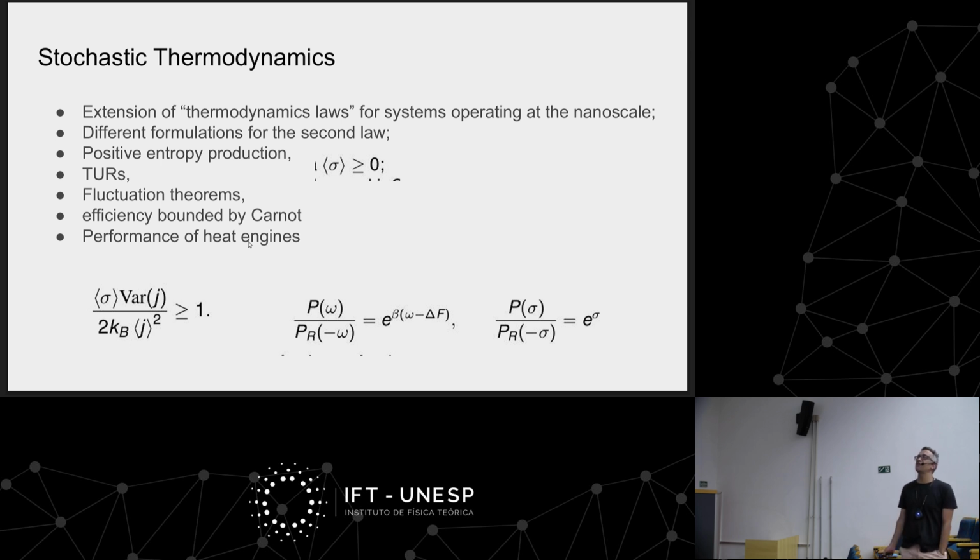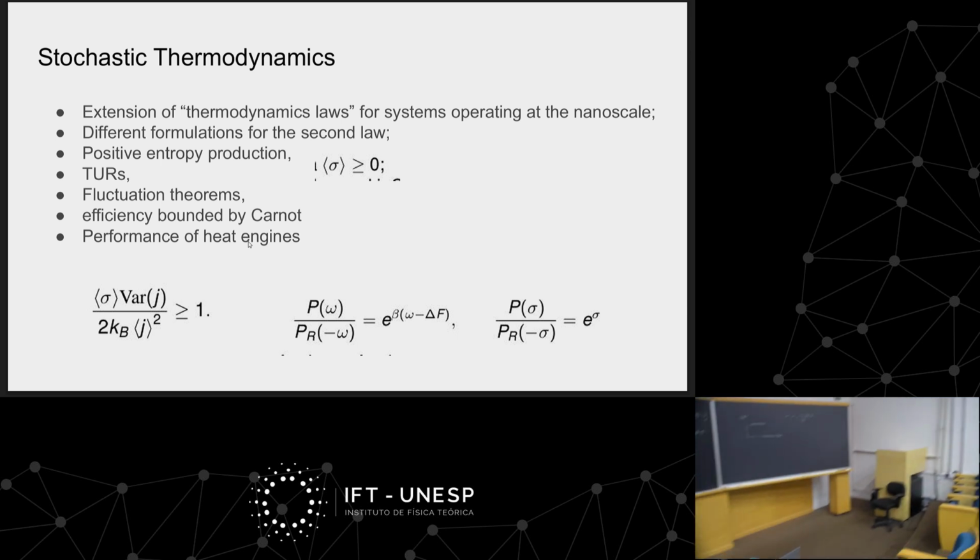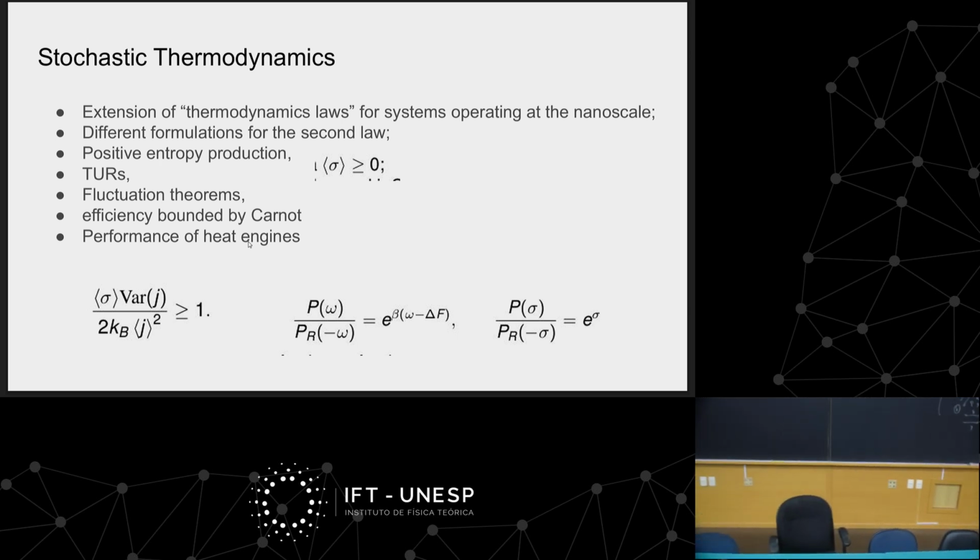I don't know if I have a precise definition of stochastic thermodynamics, but in my opinion, it's an extension of thermodynamic laws for systems operating at the nanoscale, taking into account the framework of stochastic processes. Basically, if you are describing a thermodynamics, you have to be able to introduce a second law and a first law of thermodynamics. How do these laws appear in this stochastic process?